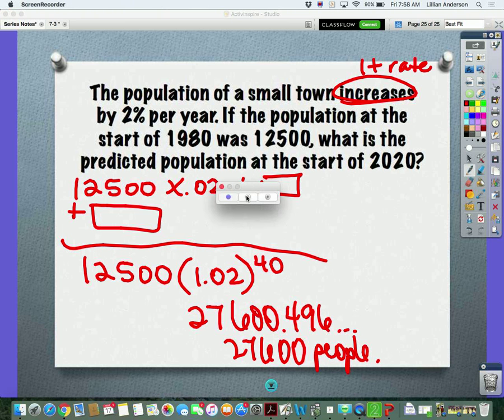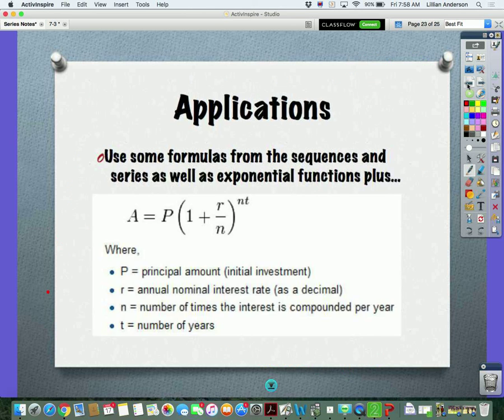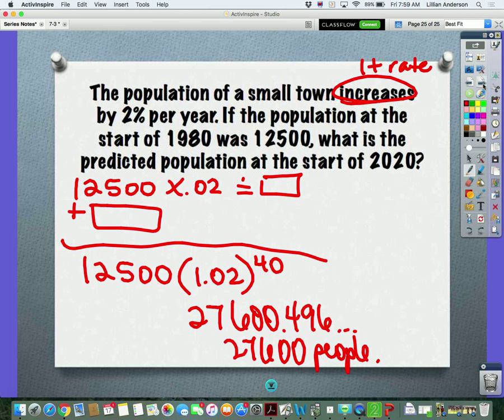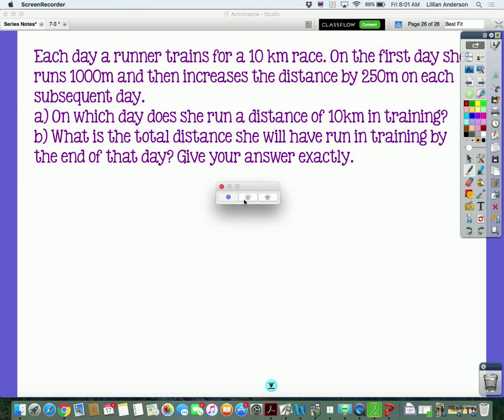So some of the problems that you're going to be dealing with when it comes to applications of arithmetic and geometric patterns are going to deal with compound interest and population growth. So compound interest is this formula here of P times (1 plus r over n) to the n times t. And then that last example we saw dealt with population growth.